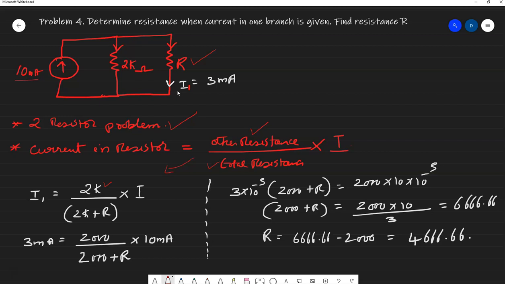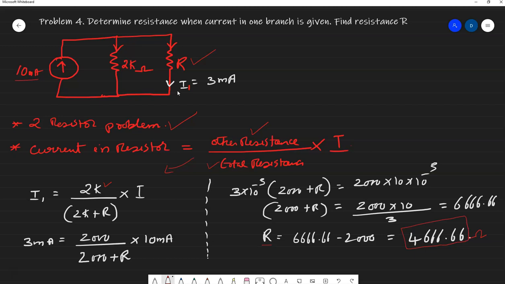If you simplify everything, I've written 3 times 10 to the power minus 3, and here expanded 2K as 2000, and here also I've expanded the milliamps to 10 times 10 to the power minus 3. When you solve this, you'll end up with the value of resistor R as 4666.66 ohms.